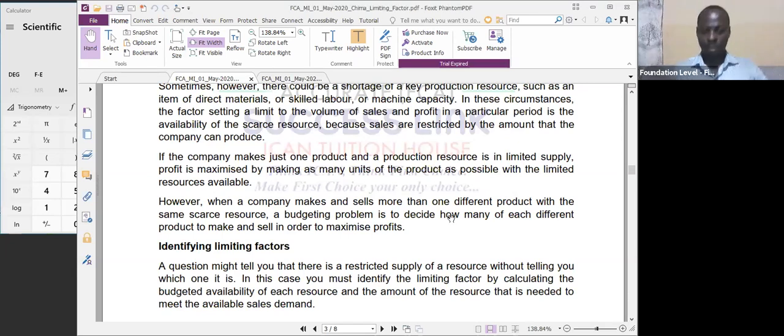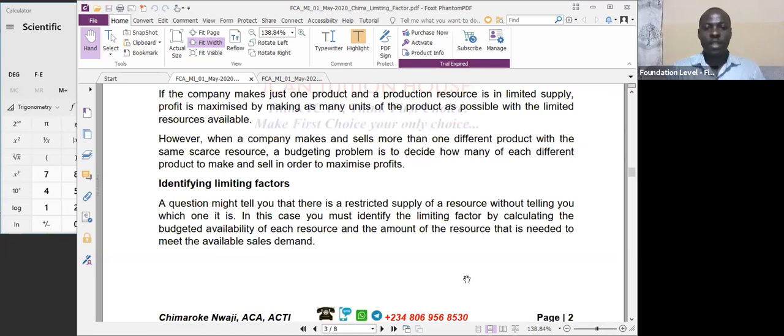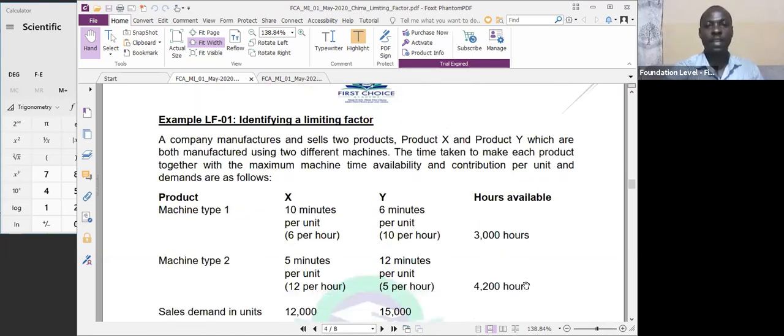Okay, so let's see a question on identifying a limiting factor. On the board here, we have a question that leads to identifying a limiting factor. A company manufactures and sells two products. So in your exam, when you are given a limiting factor problem, it means that one, you must have more than one product being produced by the company. That's why you need to take a decision. More than one product. So you could be having just two products. It could be three products, it could be four. So in your exam, you'll be prepared to get two or three or four.